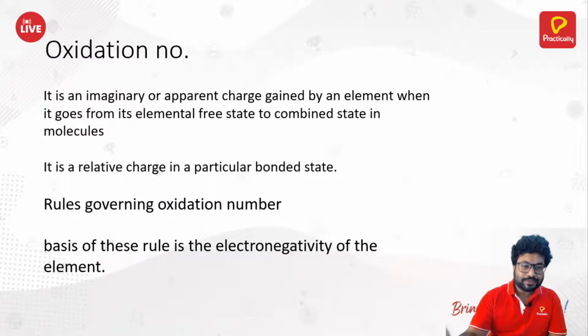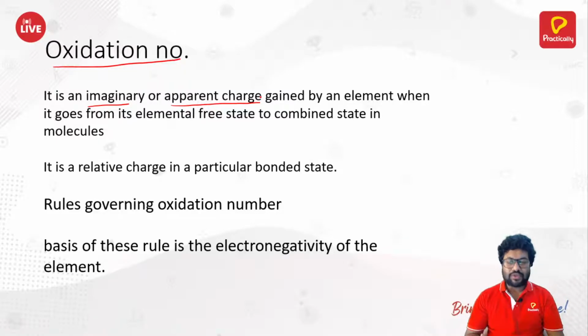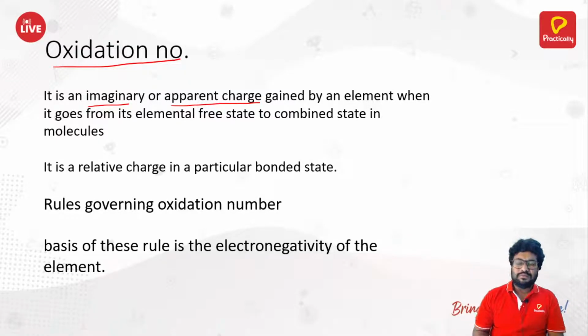Moving ahead, most important term of this chapter, oxidation number. What is oxidation number? See, oxidation number is an imaginary or apparent charge. You need to call it imaginary because there is nothing like this. If you write Fe plus 2, this plus 2 is just an indication. This plus 2 indicates that your ion has 2 electrons less than the neutral atom. That is what it indicates.